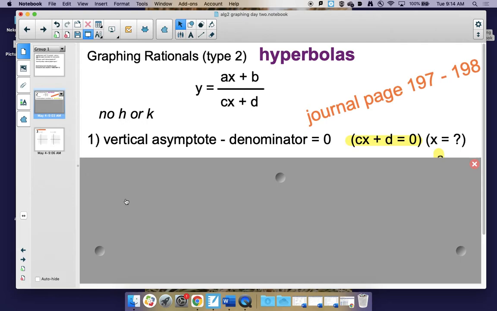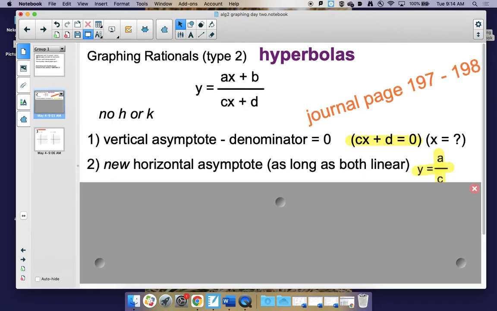So the vertical, we set the denominator equal to 0. The horizontal, this is new. You put the coefficients over each other. That's your asymptote right there, actually. So that's really different than yesterday.